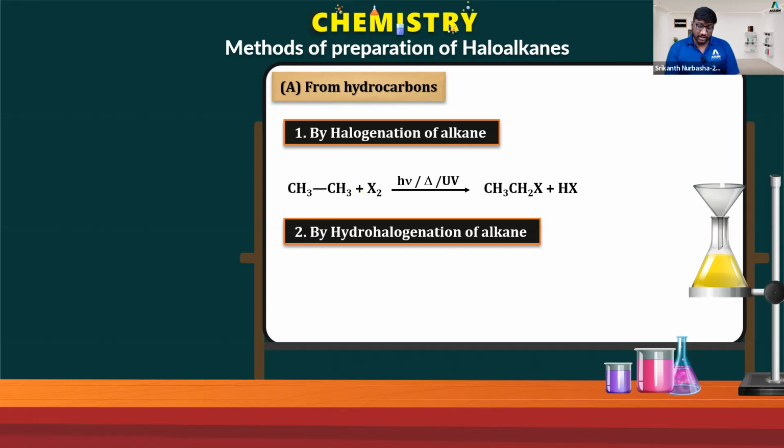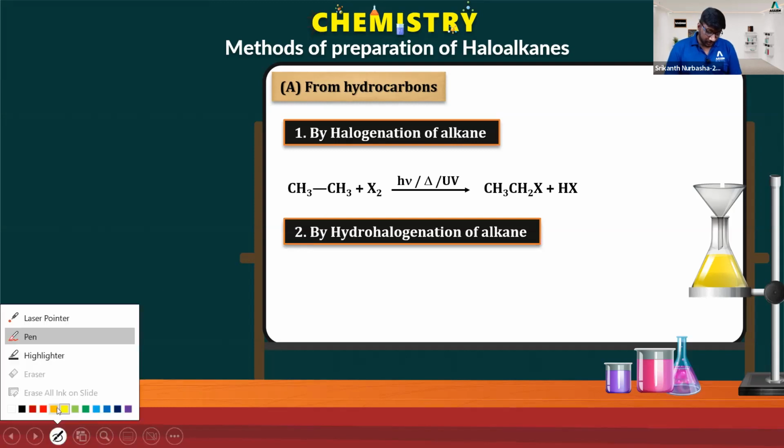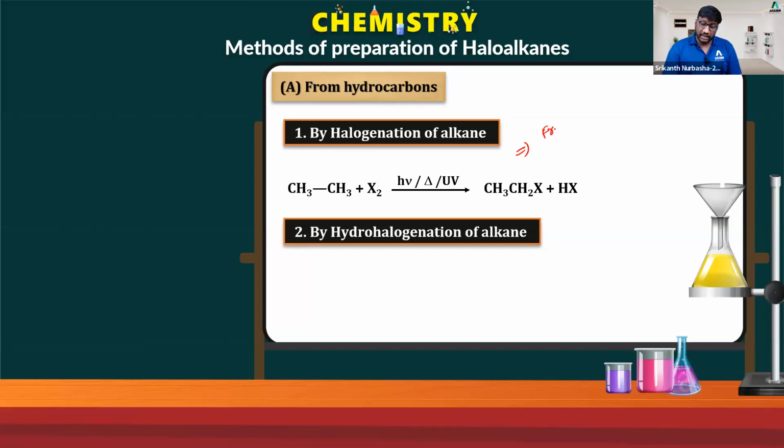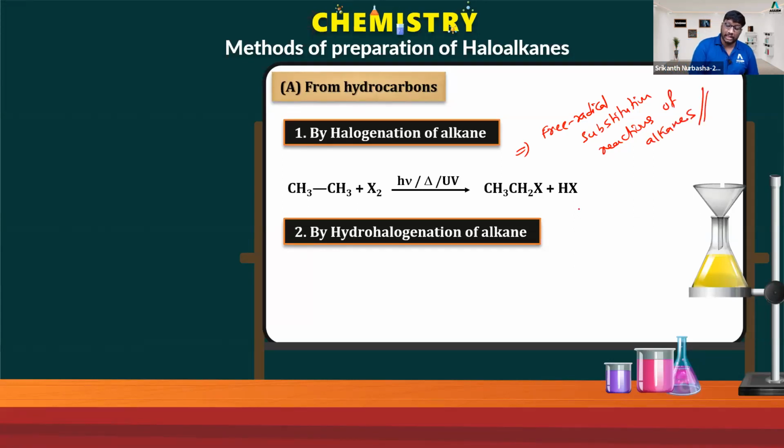So first reaction is very simple. Free radical substitution reactions of alkanes produce alkyl halides. Along with that, HCl or HX is produced. And in this reaction, there's a possibility of dihalogenation or polyhalogenation. So that is why this is not a suitable or preferred way to prepare haloalkanes.